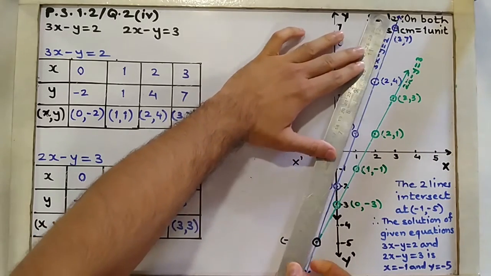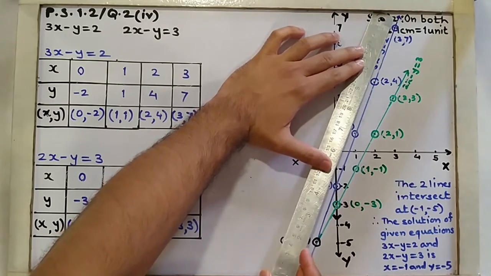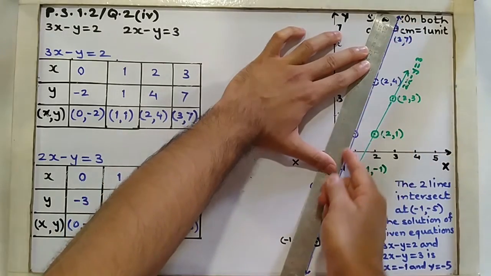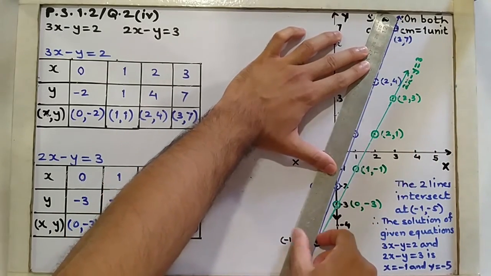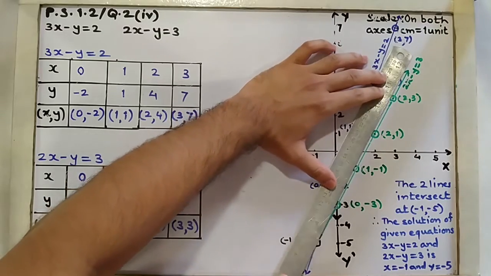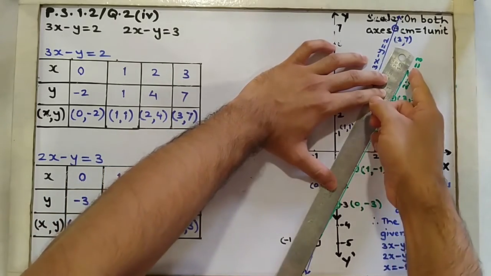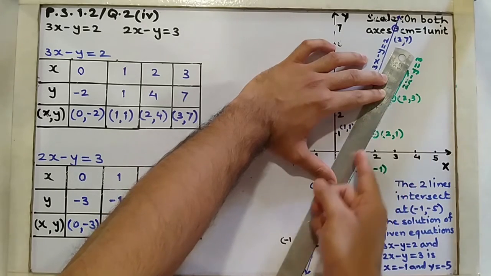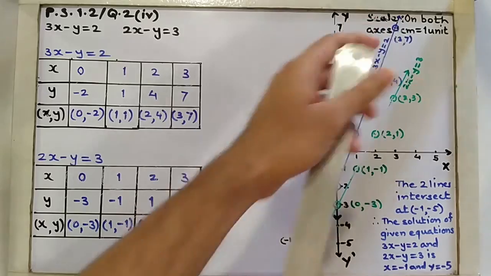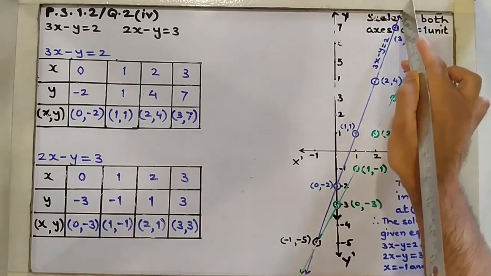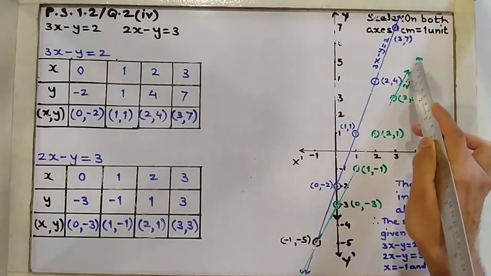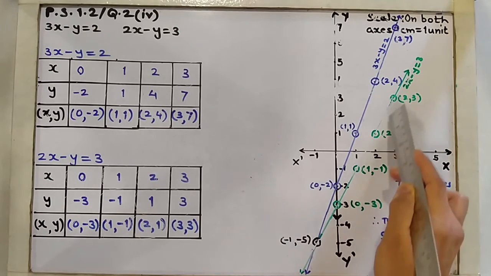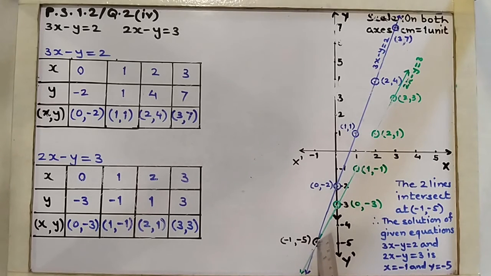Now this was the first line. 3x minus y is equal to 2 was the equation of the line, and the second line was this. The equation is 2x minus y equal to 3, the green colored line. Now both these lines, observe carefully, both the lines intersect at this point.